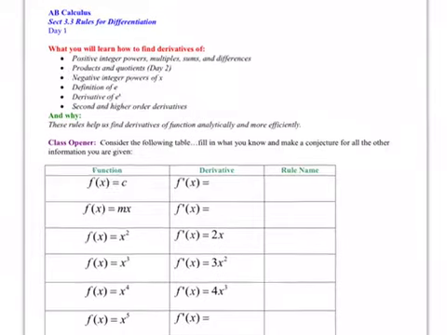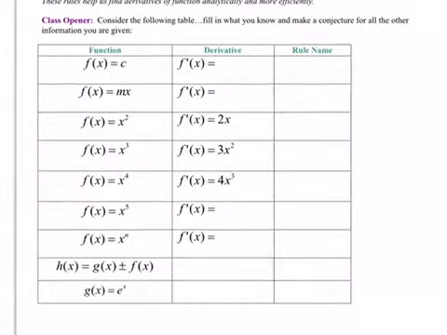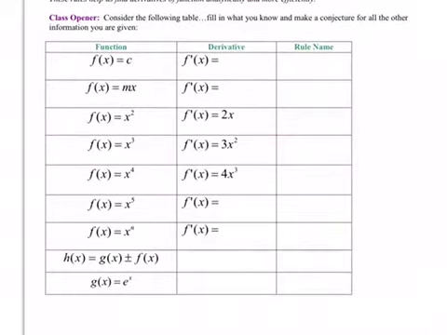Okay, so if you're in class, you're doing this as an opener, consider the following table, fill in what you know given the information that you have. Looking at these three here, this should give you some hints as to what you'd expect for f of x equals x to the fifth. The derivative of that would be 5x to the fourth.